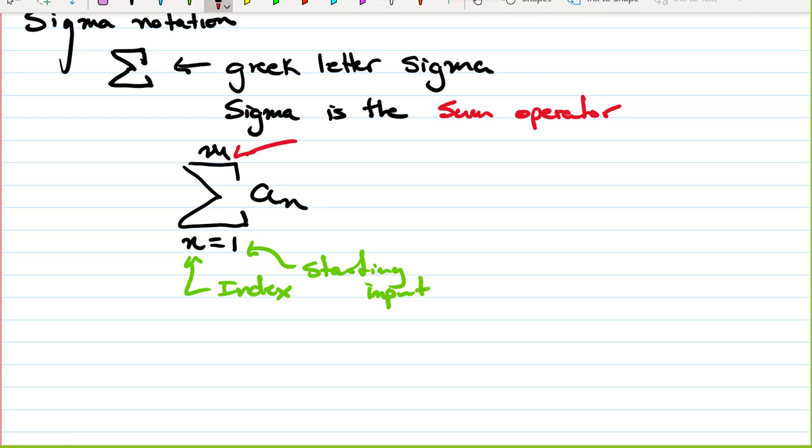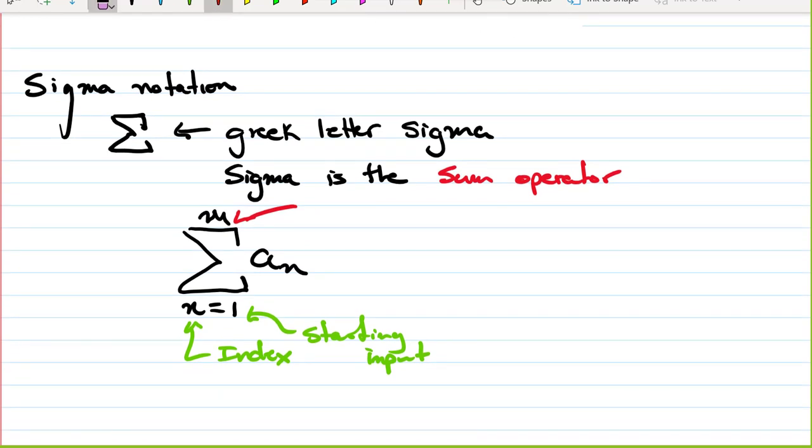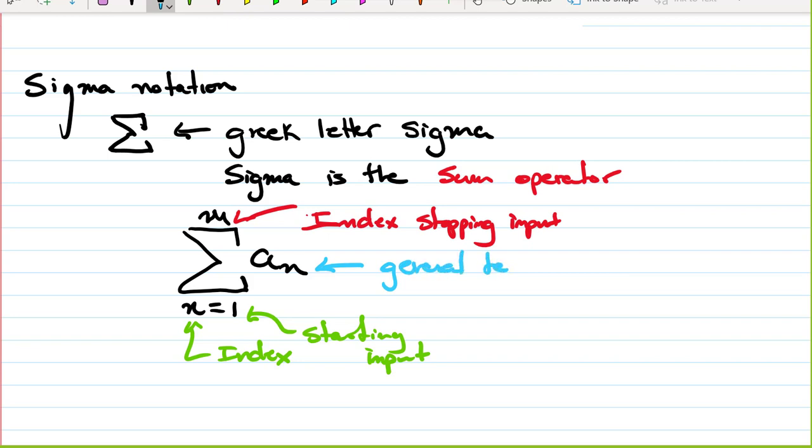The number on top is also an index, but it is our stopping index. That's our stopping input. And then we have a general term of a sequence. What that really is, is just some function that we're going to input some different values into.